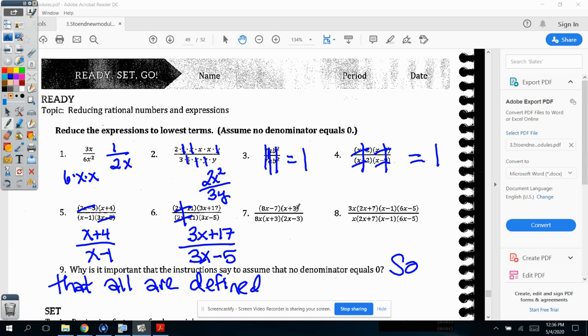What simplifies here? Only the x plus 3 simplify. This 8x minus 7 has nobody to simplify with. The 8x has nobody to simplify with, and then the 2x minus 3. If you wanted to go ahead and distribute that through, you could, but you don't have to. And here, almost everything cancels out. All these cancel, but then the 3x over x, just the x is simplified to 1, so you are left with 3. Okay, so that's the ready section of 310.